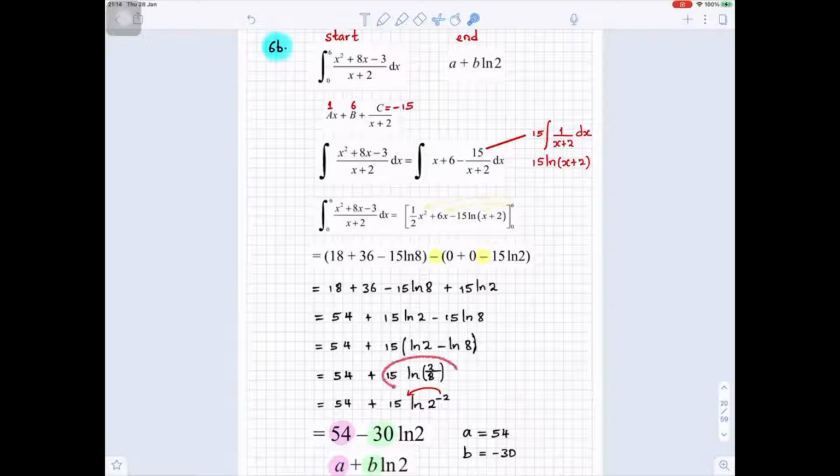Important part, this part here. Ln of 2 over 8 is ln of 1 over 4, which is the same as ln of 1 over 2 squared, because 2 times 2 is 4. And 1 over 2 squared is the same as 2 to the minus 2, which is ln 2 to the minus 2. The minus 2 comes in front, and multiply with the 15 to get minus 30.